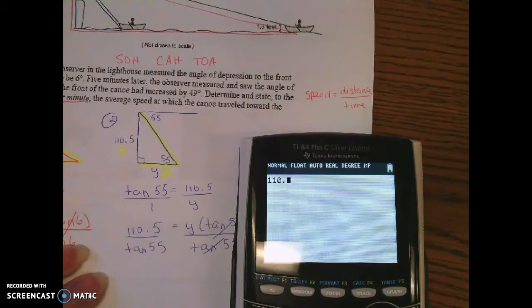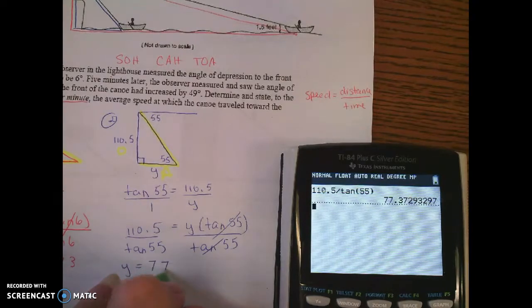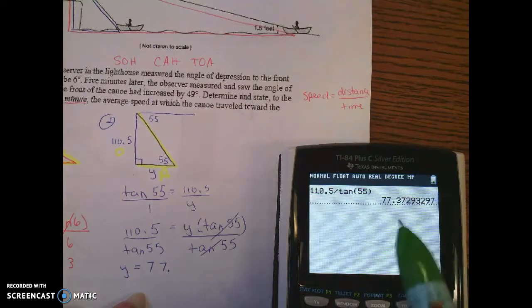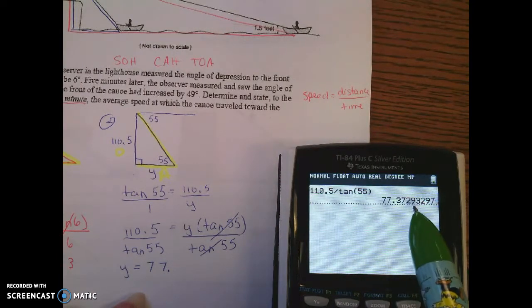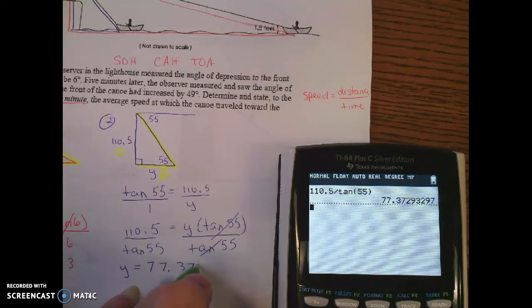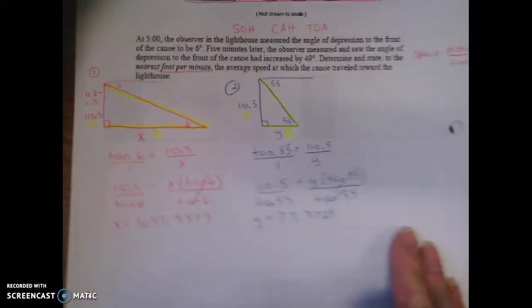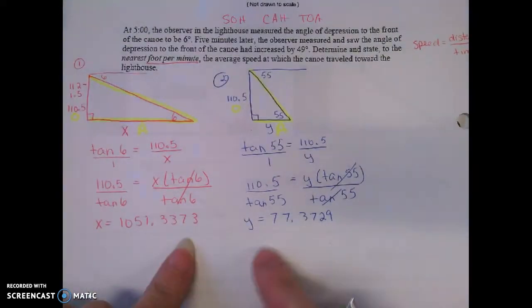All right, so now I have 110.5 divided by tangent of 55. All right, so y is 77 point. And again, I got to round to 4 decimal places. 1, 2, 3, 4. I'm making a decision about that 9. The 3 tells me to leave it alone. So 37.29. Okay, so we still need to find the difference of these two.